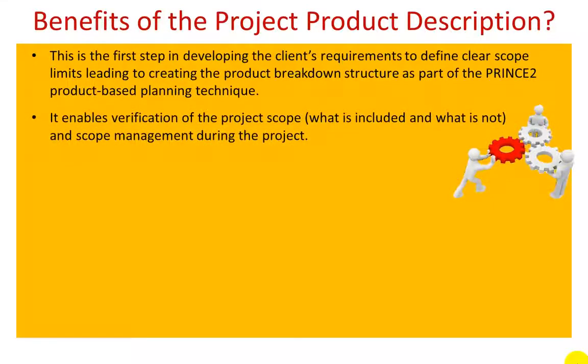The project product description enables verification of the project scope. Let me remind you that the definition of scope is what is to be included and what is not. But it does more than that. The project product description helps scope management during the project because, of course, it acts as a baseline. As the project progresses, as I'll show you shortly, the project product description may need to be updated and refined, and at all times it's used as a baseline against which to manage the project. Of course, it acts as an important reference point for any potential change requests.